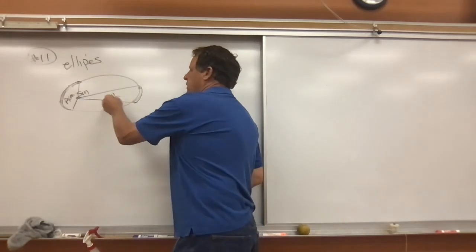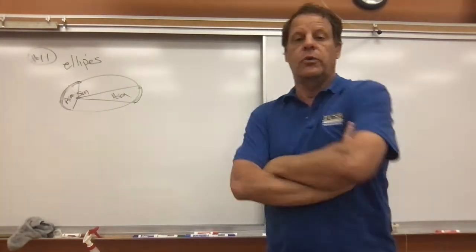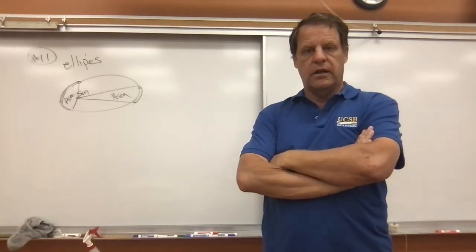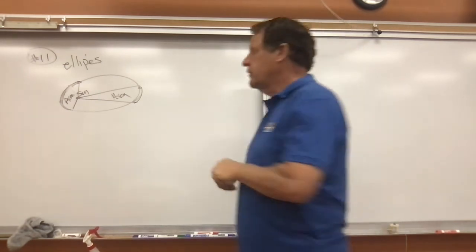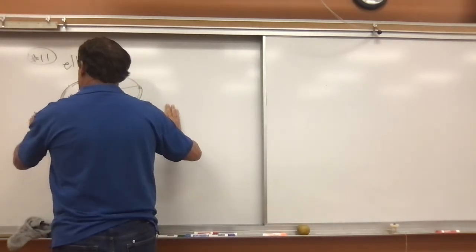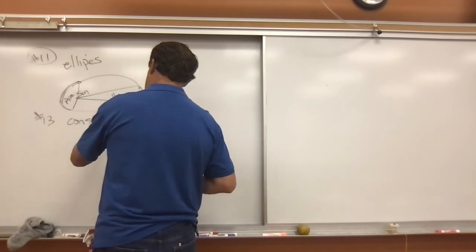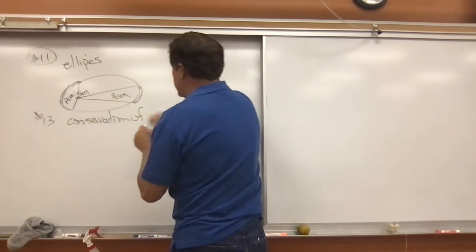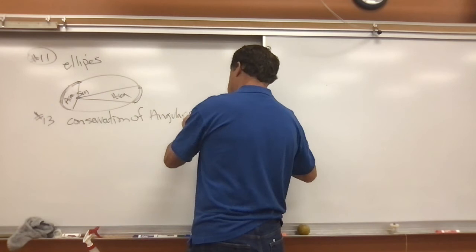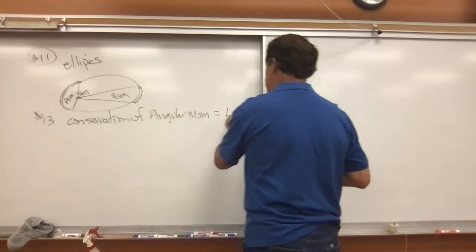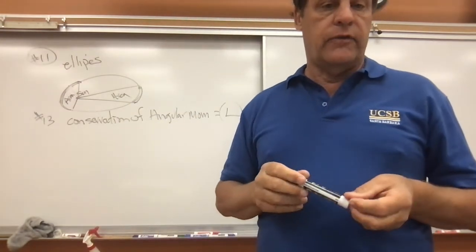So how could the areas be the same? And it has to do with the conservation of momentum. So the answer is conservation of momentum. So number 13. And sorry, that's conservation of angular momentum, which we obviously have used L for that variable.